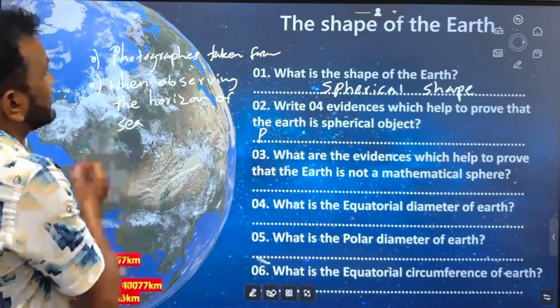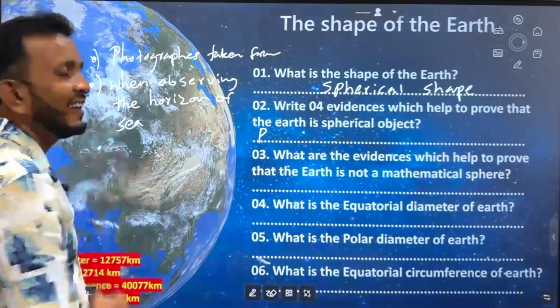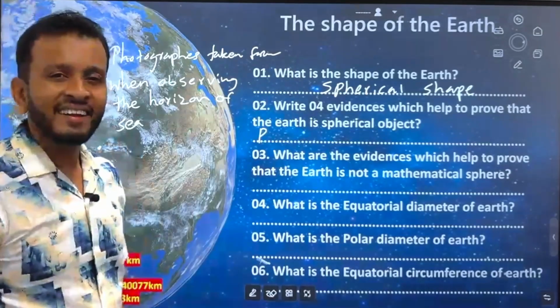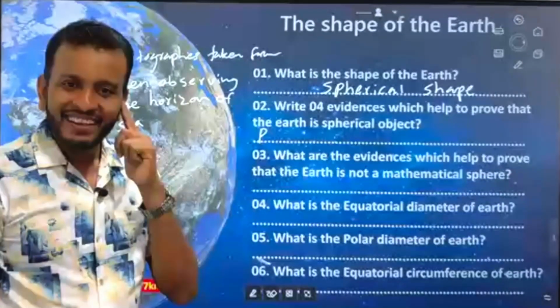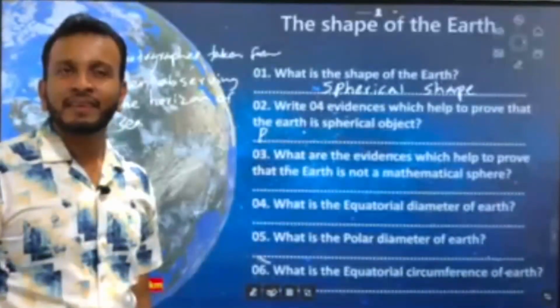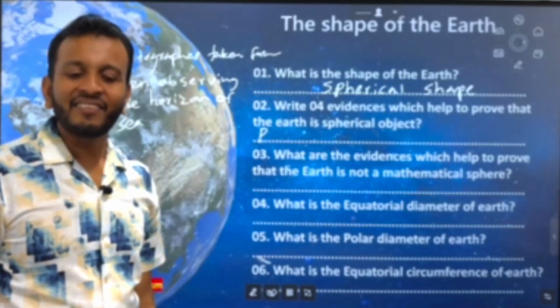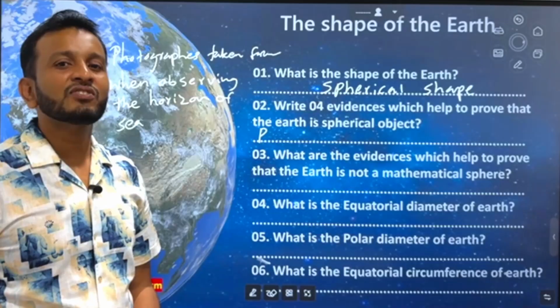Then another one. When we are traveling around the world, we meet the starting point. We get back to the starting point. When we are traveling around the world, we can reach the starting place.